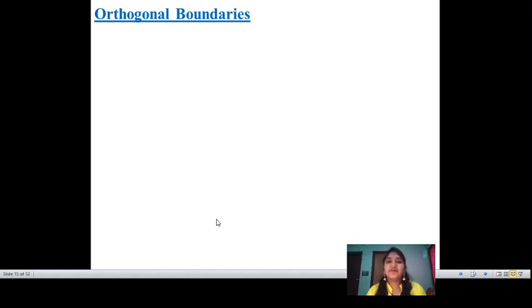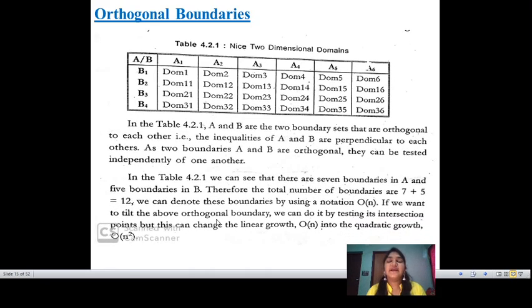Orthogonal is also a well-known word for you. Here I am taking nice two-dimensional domains, A and B. A domain and B domain are the two-dimensional domains, and A1, A2, A3, A4, A5 are boundary sets. A and B are two boundary sets that are orthogonal to each other. If two boundaries A and B are orthogonal, then they can be tested independently of one another. So orthogonal boundaries can be tested independently of one another.